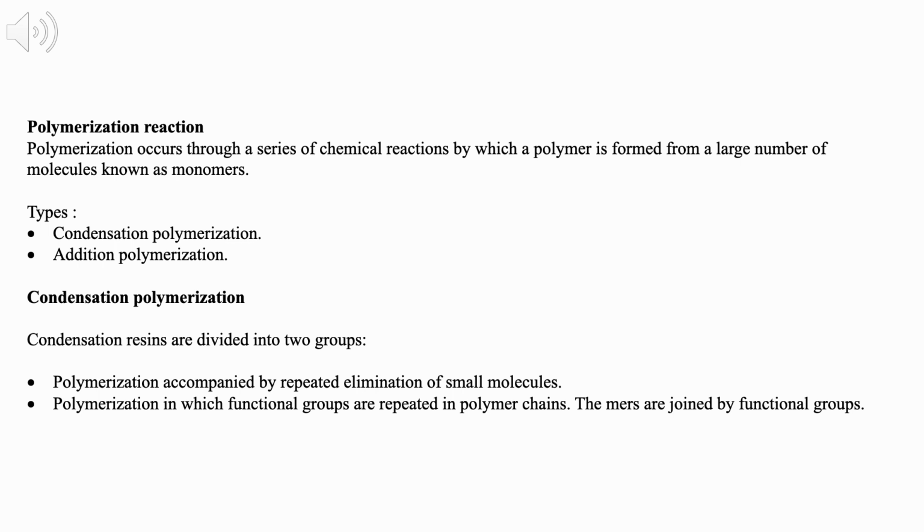Types: condensation polymerization, addition polymerization. Condensation resins are divided into two groups. Polymerization accompanied by repeated elimination of small molecules. Polymerization in which functional groups are repeated in polymer chains. The mers are joined by functional groups.